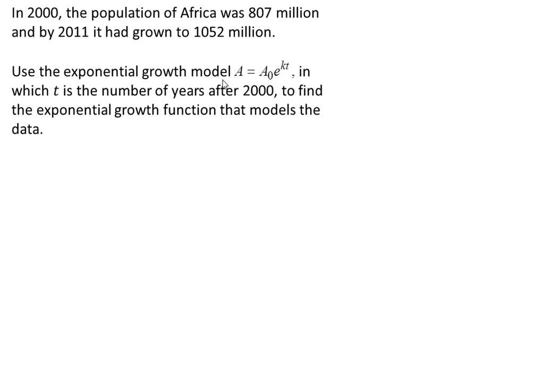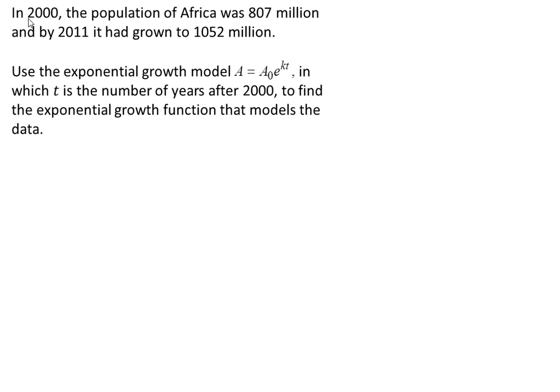We're going to use the exponential growth model A equals A0 times e to the kt, in which t is the number of years after 2000, to find an exponential growth function that models the data described above. In the general exponential growth model, the A stands for the amount after time t, the A0 would be some type of initial amount, the k would be the exponential growth rate, and then the t is, in this case, the number of years. It's the amount of time.